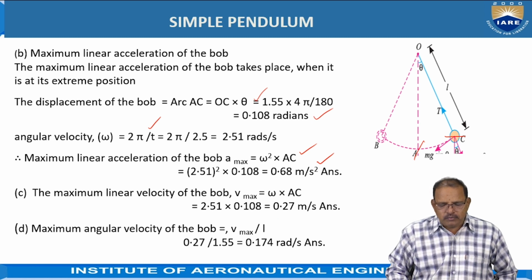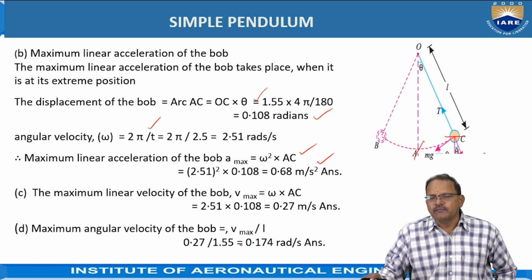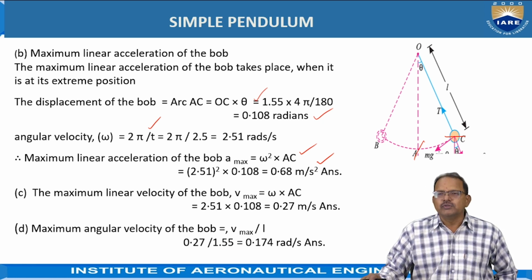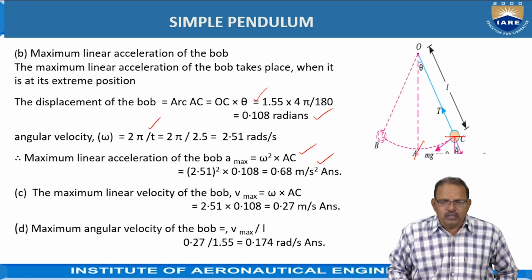Maximum angular velocity of the bob is equal to linear velocity divided by the radius, that is the length of the pendulum, 0.27 divided by 1.55, which is equal to 0.174 radians per second. So these problems can be solved by using the relations we discussed in the previous figure.